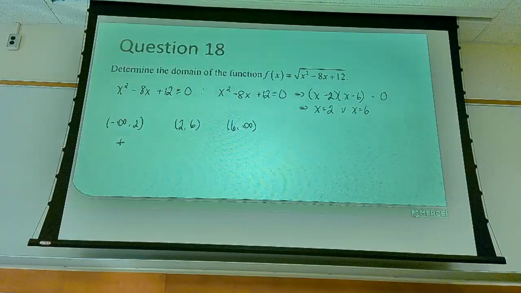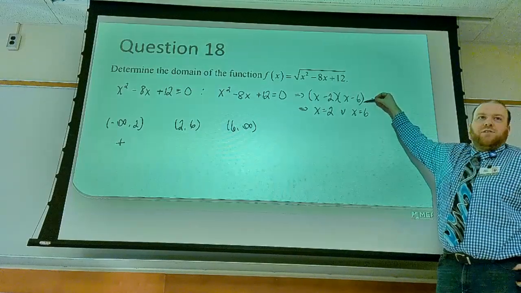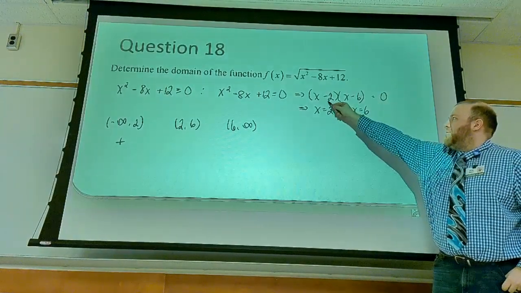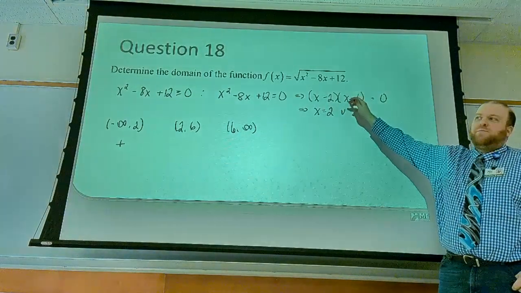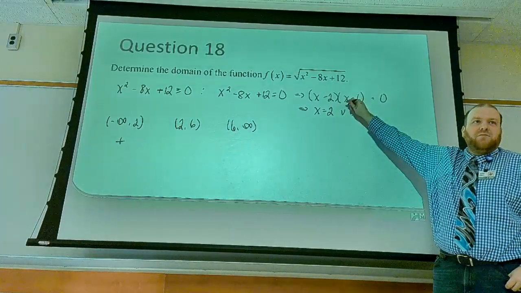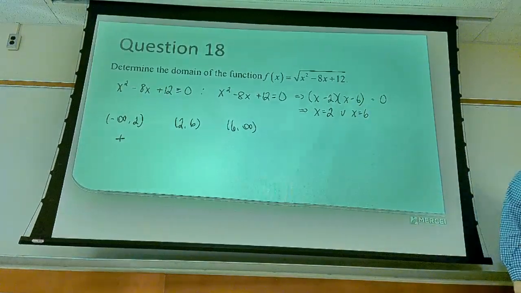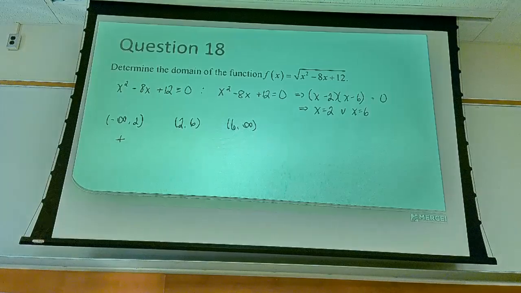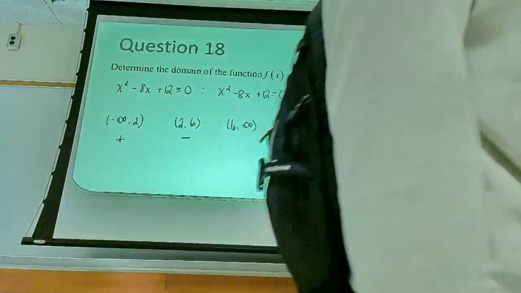2 to 6, use 3. Plug in 3. Now it's easier to just use the factored form. 3 minus 2 is positive. 3 minus 6 is negative. Positive times negative is negative. Again, notice I don't care what the value is. I just care whether it's positive or negative.